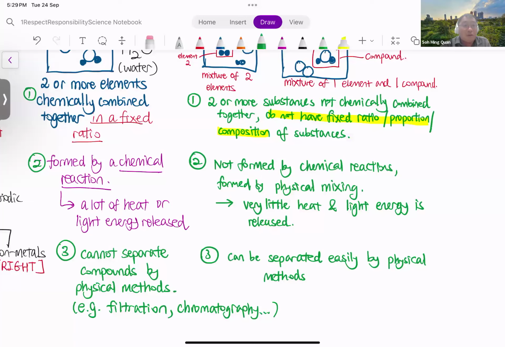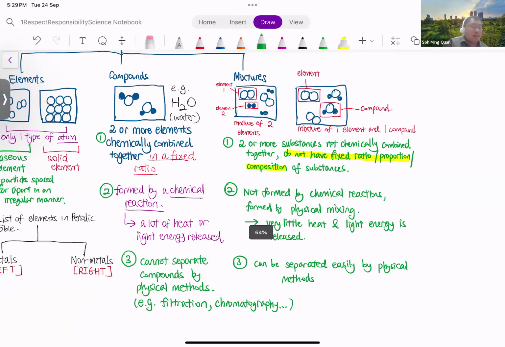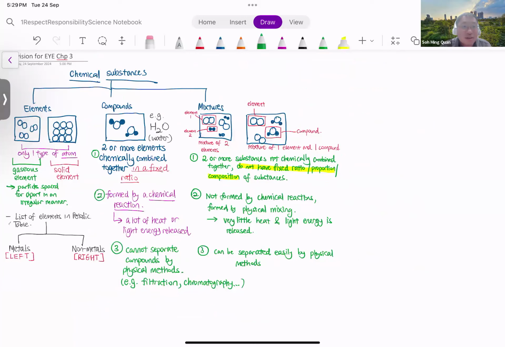Okay, so now that we have learned about elements, compounds, and mixtures, let's zoom out. Let's remind ourselves: elements, compounds, and mixtures are basically the ways that we classify chemical substances around us. We can clearly see that they look very different in terms of their particle arrangements. So you must be familiar with how the particles are arranged. If I give you a diagram of the particles inside the substance, you must be able to tell me if it's element, compound, or mixture.